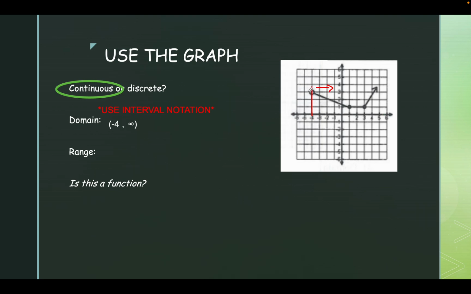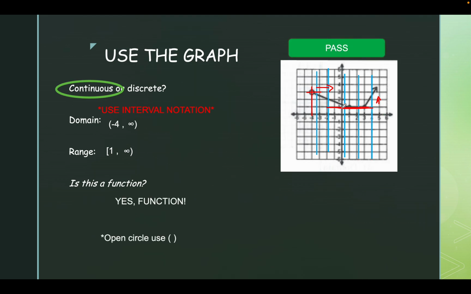For the range, now we're looking at the bottom of the graph, it looks like. Because I see this arrow pointing up, there's got to be a bottom of the graph. And the y value here at the bottom is a +1. So 1 is included, and the graph travels up forever, which means it goes to positive infinity. Do our vertical line test. It passes. Therefore, it is a function. Remember, open circles, we use parentheses. Closed circles, we use the brackets.